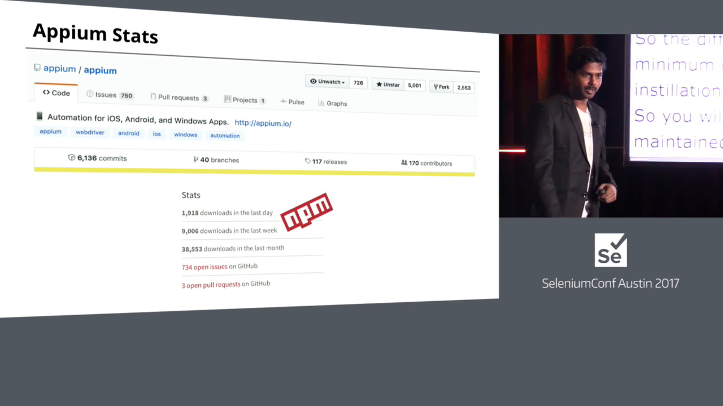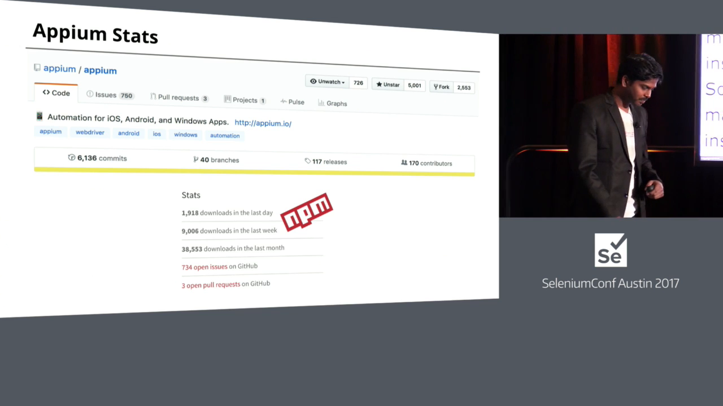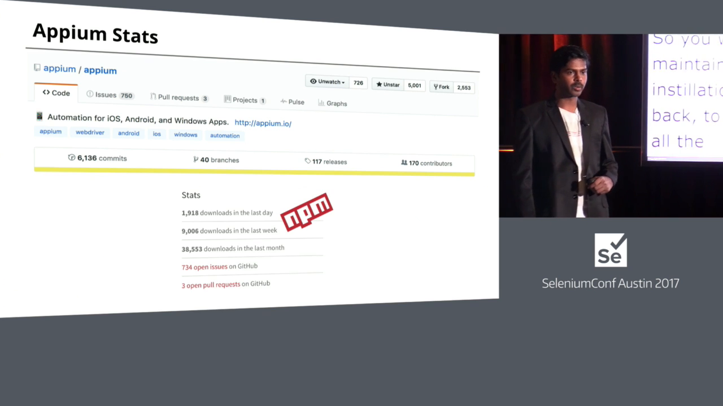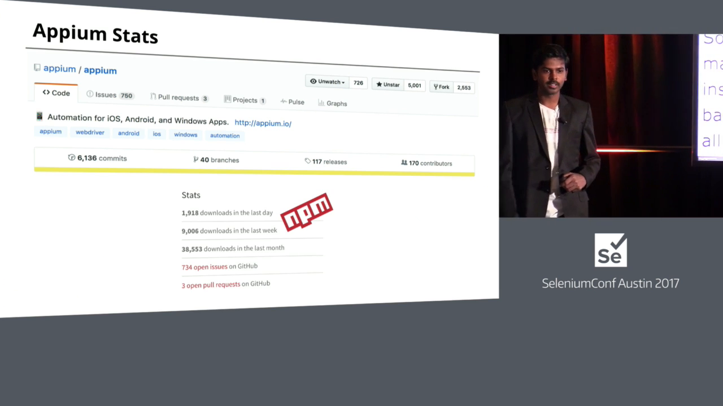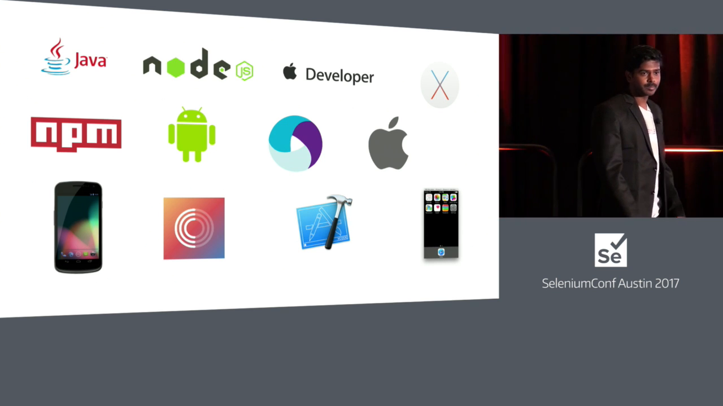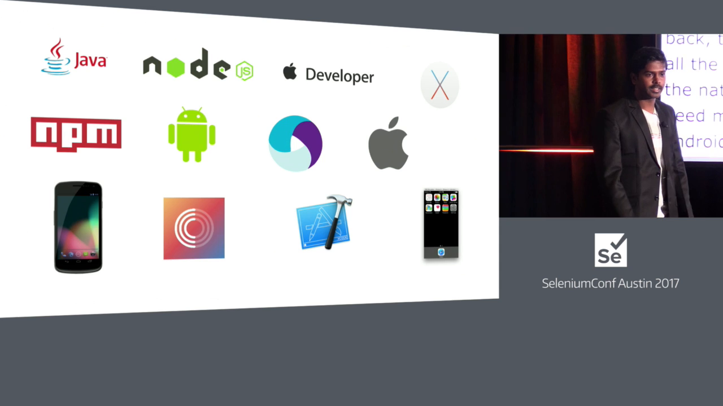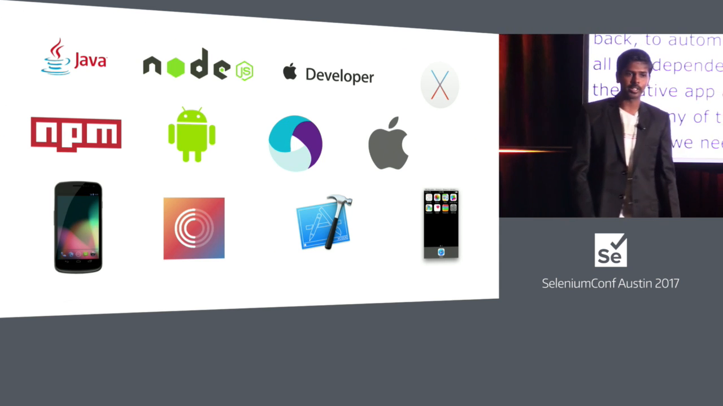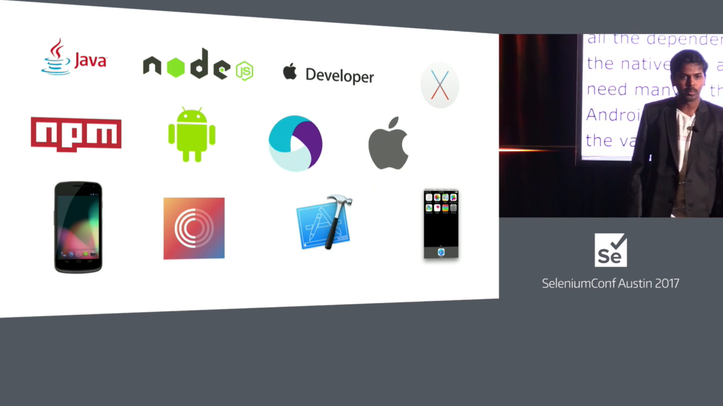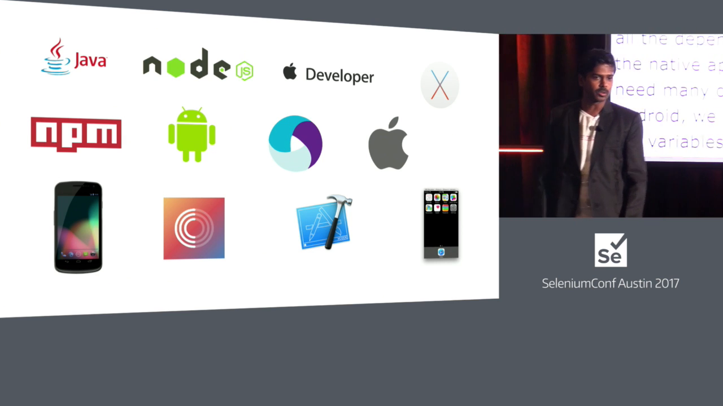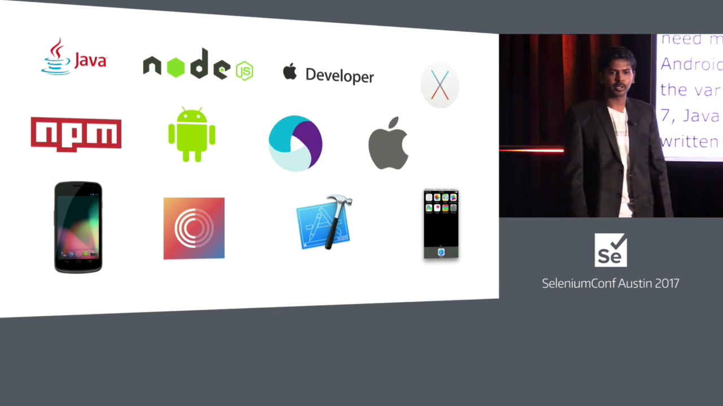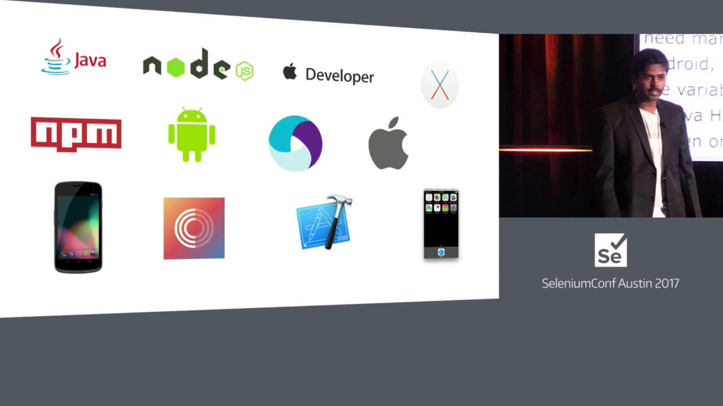As I said sometime back, to automate an application, we need all the dependencies. In order to automate your native app or hybrid apps, we need this many dependencies. For Android, we need the SDK and SDK environment variables to be configured, Android environment variables, Java 8 or Java 7, JAVA_HOME, and Node.js. Since Appium is written in Node.js, it's a Node.js server, so Node is required. NPM, we need to download it from the NPM registry. So these are all the dependencies for Android.